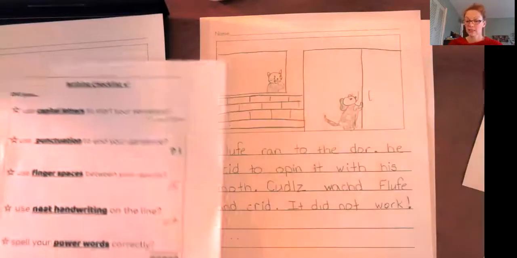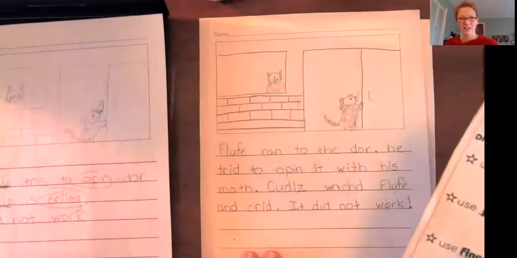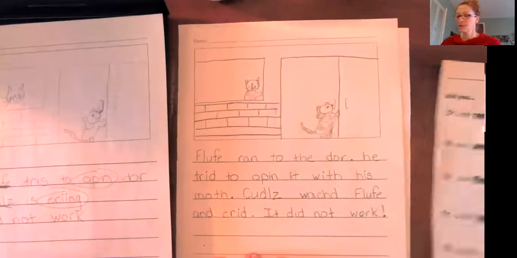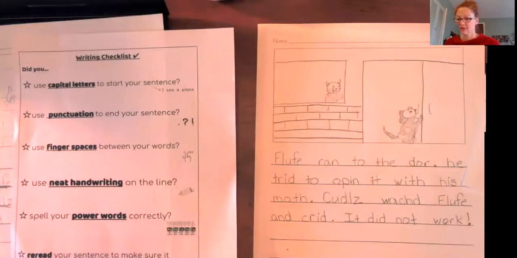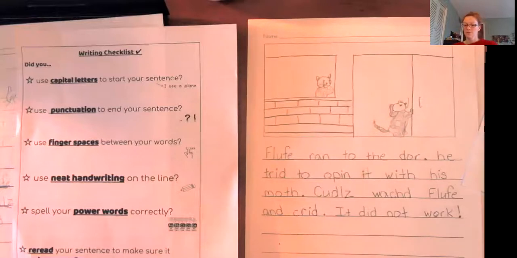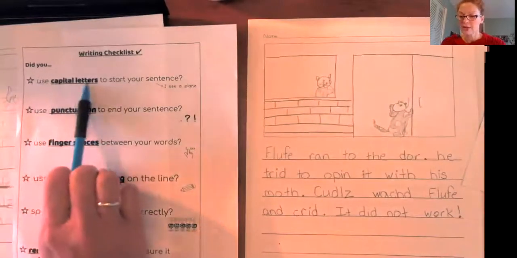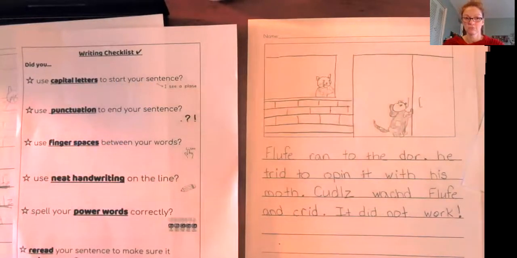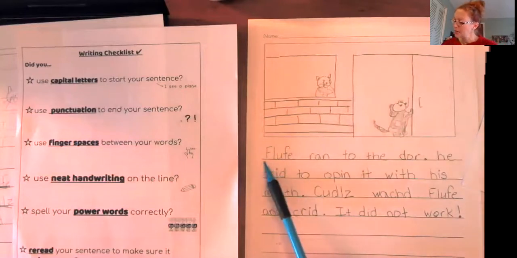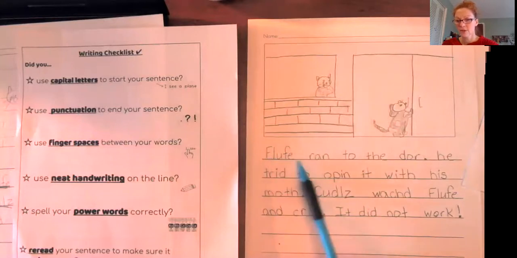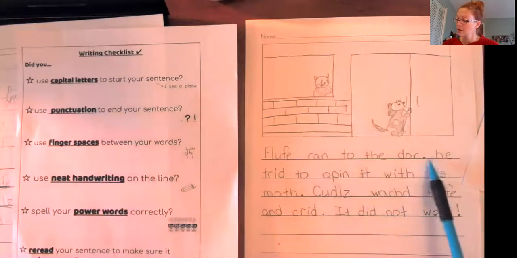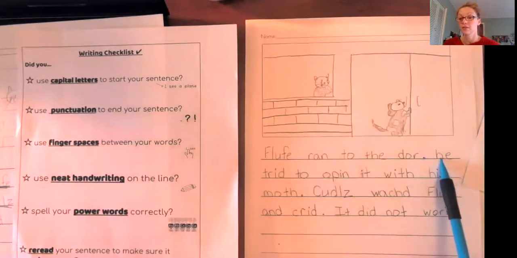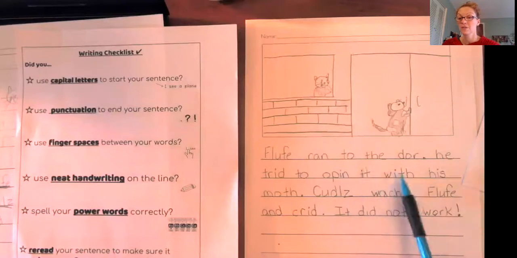You can use your checklist. Yeah, let's checklist. We haven't done that in a bit. Let's see if you remember what to do. All right, let me move this over. I got to find it. Okay. So use capital letters to start your sentence. Let's check. Here's the beginning of a sentence. Fluffy, did I capitalize that F? Yep. Ran to the door. Oh, and I put a period too. That's punctuation. All right, so after the period, here's a new sentence. He tried to open it with his mouth.